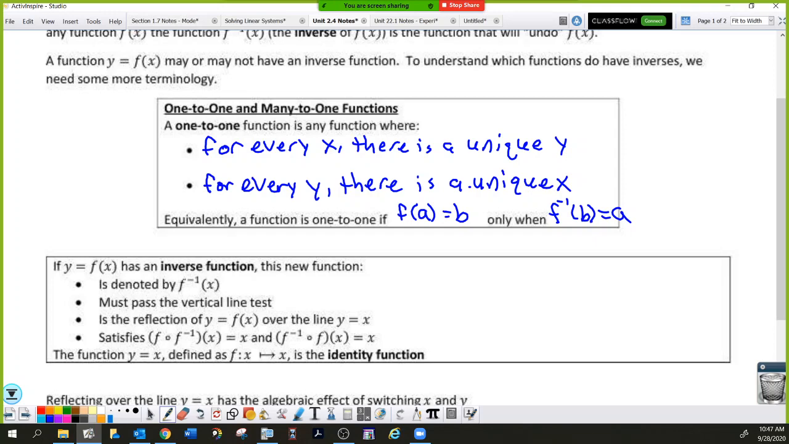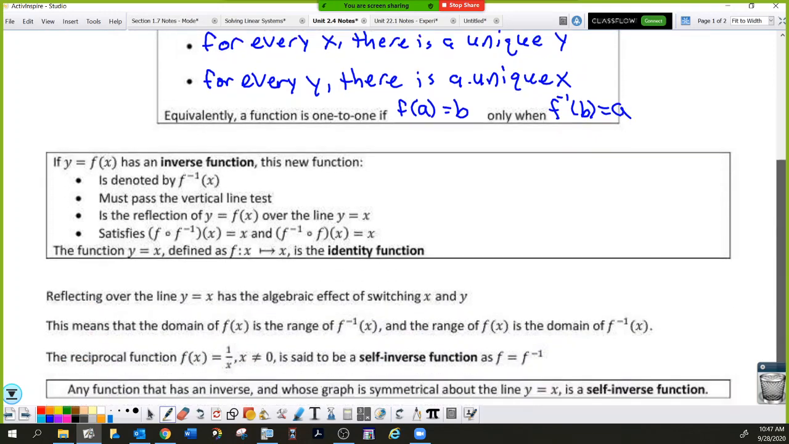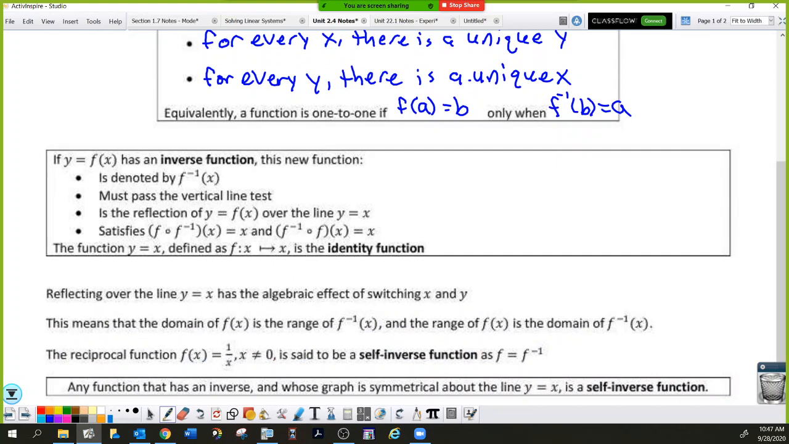It says y equals f of x has an inverse function. If it has an inverse function, then the new one is denoted by f to the -1 of x. We've already said that's f inverse of x. It must pass the vertical line test. Well, obviously, because if f of x doesn't pass the vertical line test, it's not a function. The new function is the reflection of y equals f of x over the line y equals x.